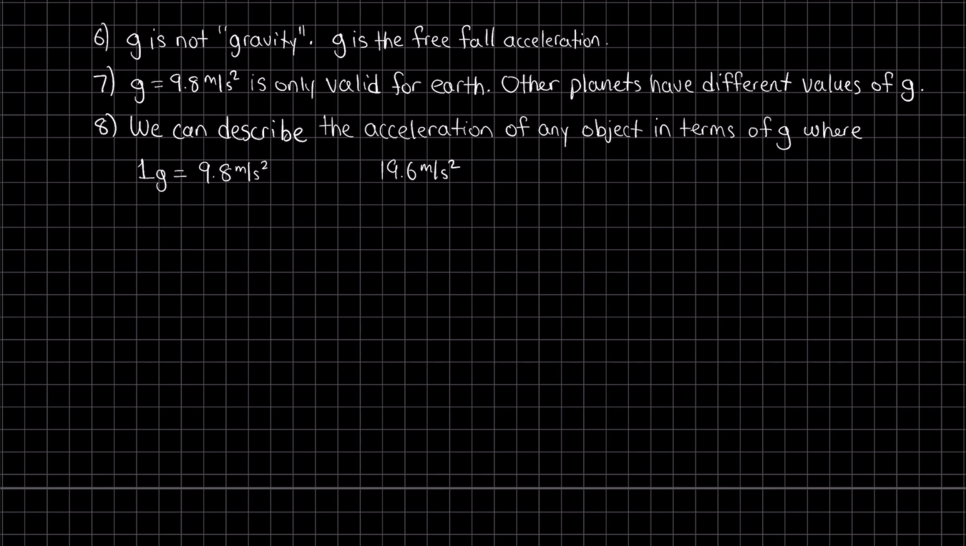If I want to figure out how many G's this acceleration is, then all that I have to do is divide my acceleration by 9.8 meters per second squared. In this case, when I divide the numbers out, it's 2. And when I divide by 9.8, I automatically get my answer in G's. It is 2 times the free fall acceleration on Earth. So in the future, we'll have examples that ask for how many G's is this acceleration. The last point, number 9.